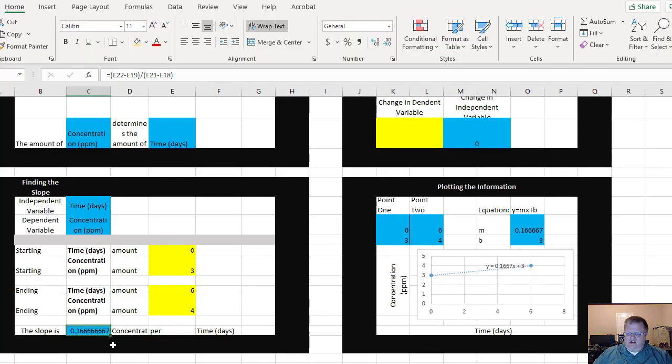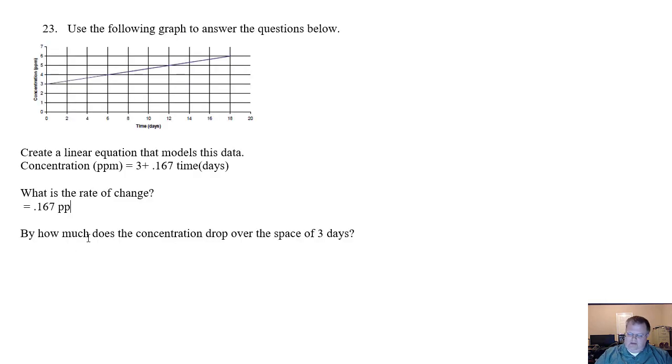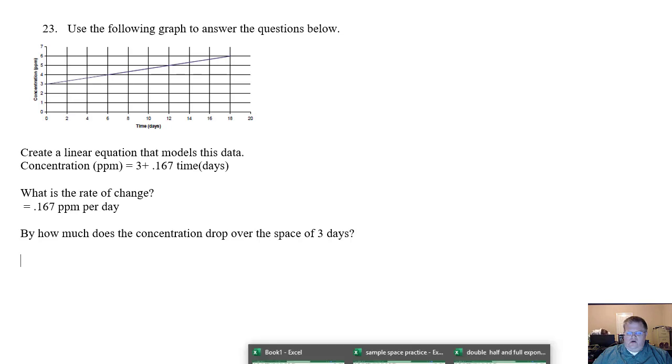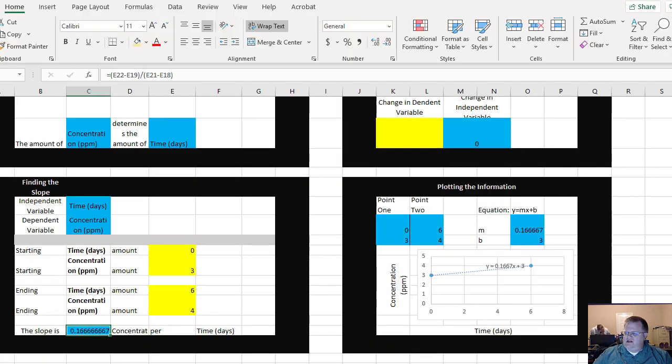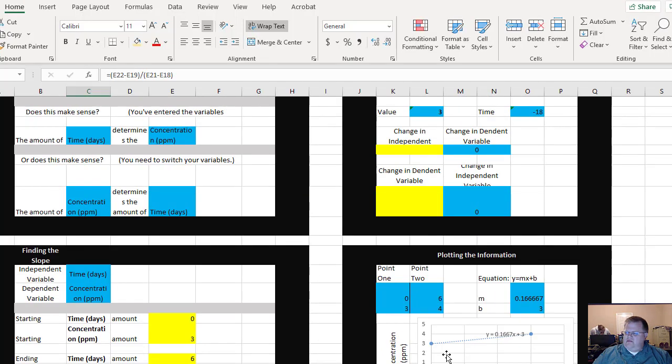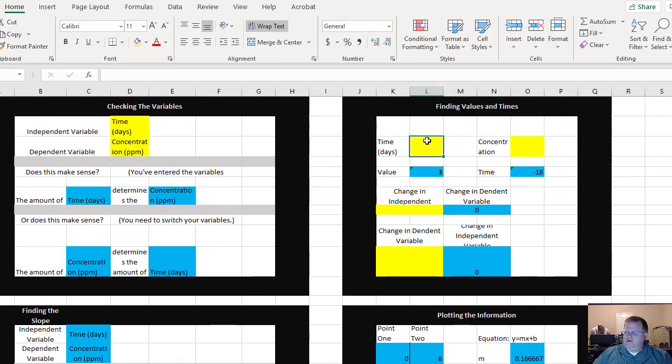Go back to our spreadsheet here. Concentration per, so parts per million per day. Okay, by how much does the concentration drop over the space of 3 days? So I can either look at that, or I can come in here and say, well, if I compare day zero to day three, I can see that the value of it is 3.5, more specifically.